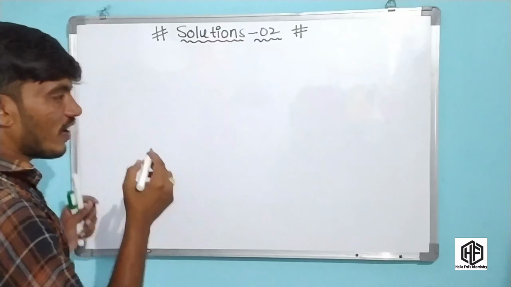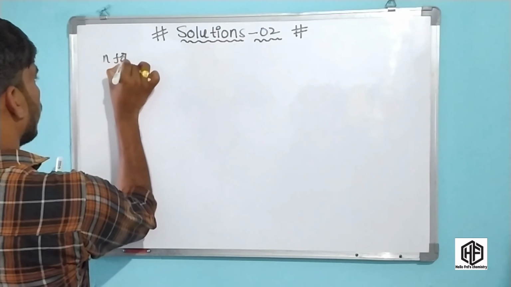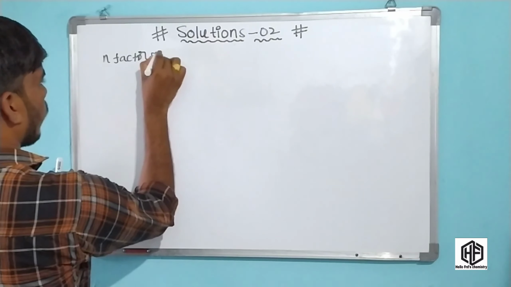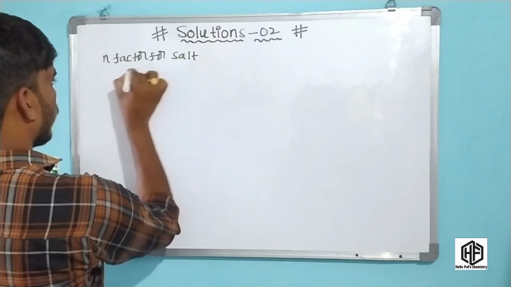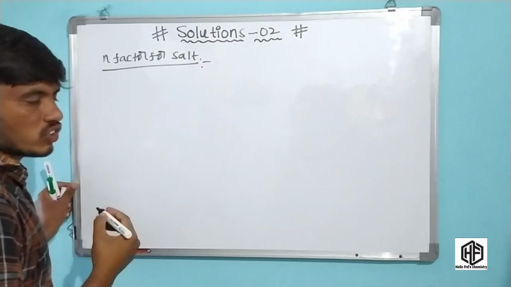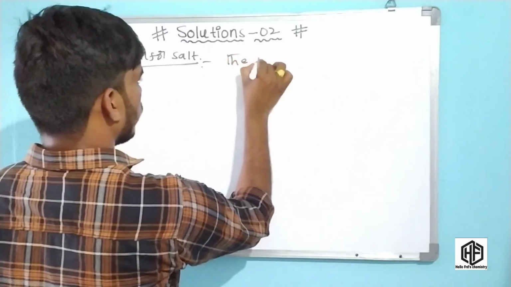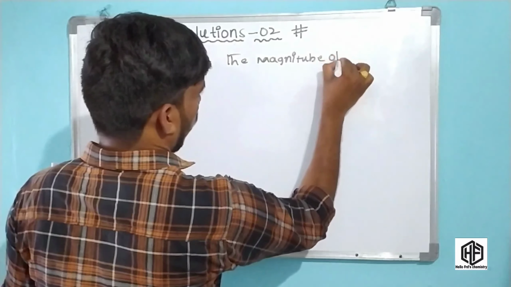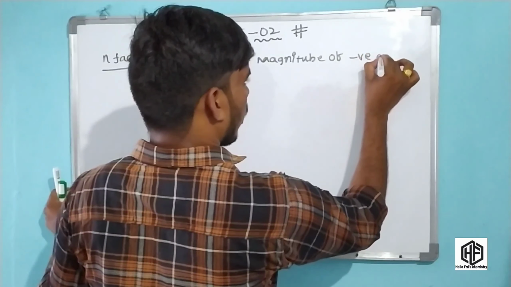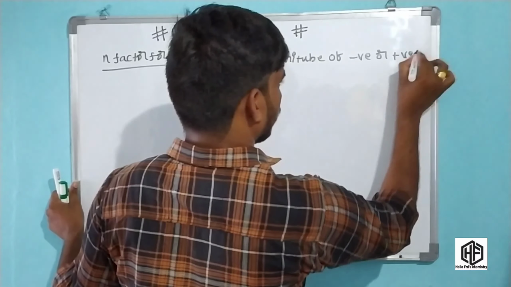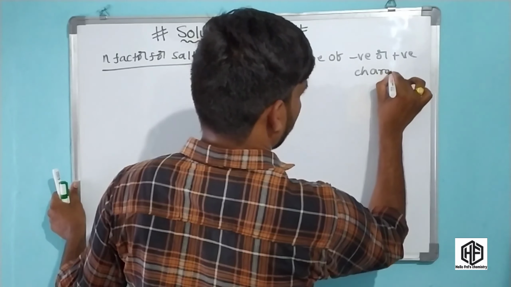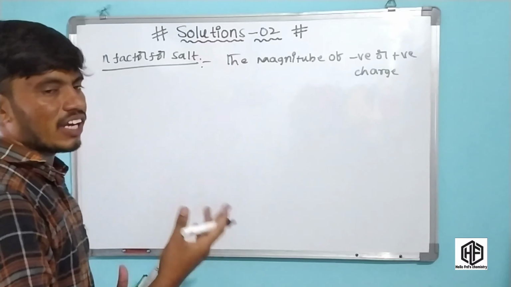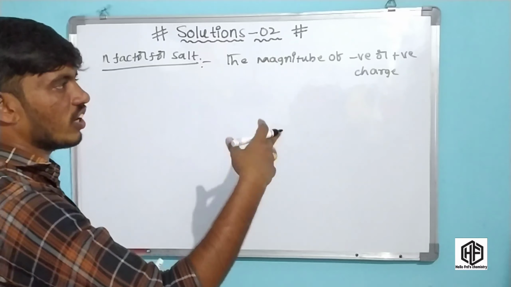Friends, next one is the N factor for salt. N factor for salt is the magnitude of positive or negative charge. In case of calculating the N factor for salts, the magnitude of positive or negative charge is called as N factor.